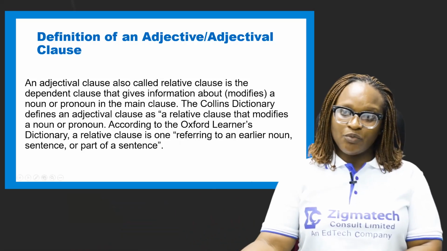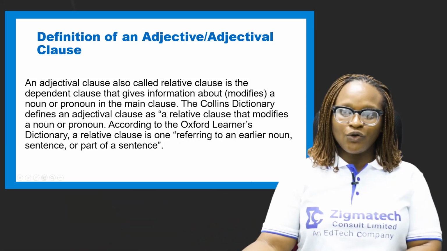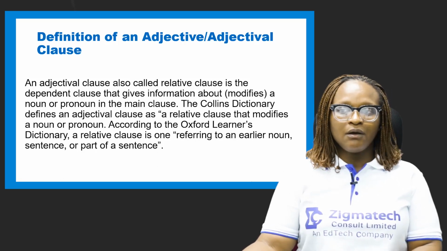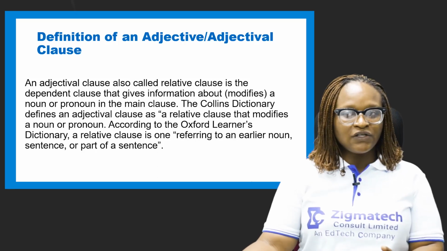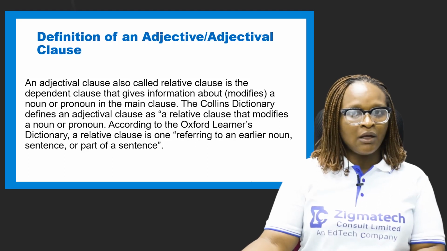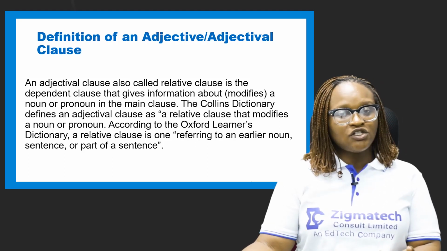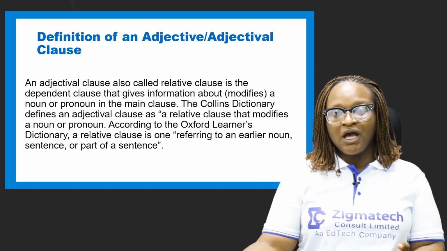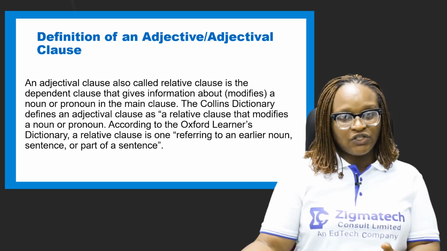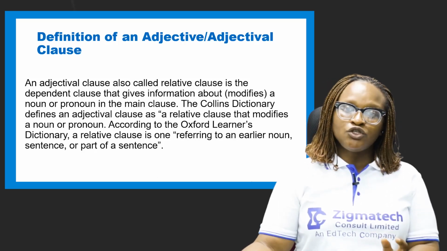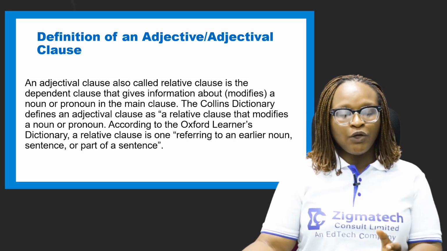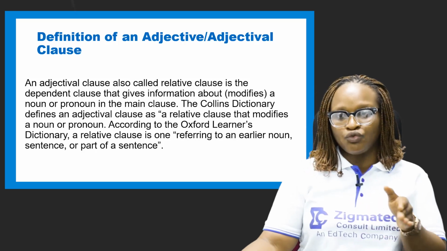So let's go into the topic proper. We said that adjectival clause, also called relative clause, is a dependent clause that gives information, or we say modifies. When you say that something modifies, that means it gives extra information on a particular thing. As a matter of fact, in English language, you have two word modifiers, and these are classified under the parts of speech: the adjective and the adverb. So once you mention word modifiers, you're looking at adjectives and adverbs. To modify a word means to add extra meaning to a word.